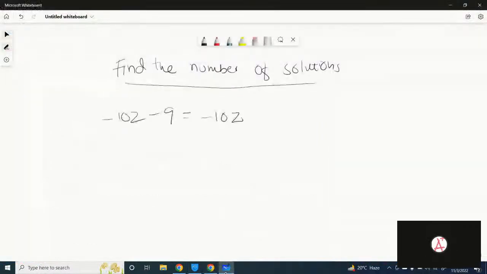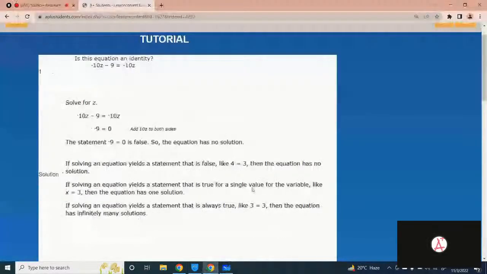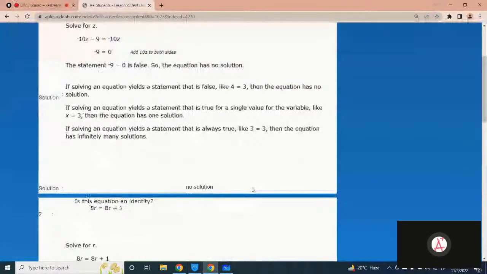So it would be negative 10z and positive 10z. And here you have 9. So positive and negative cancel out each other. Got it? You're left with 0 here. So 0 equals 9. Is it yes or no? No. 0 isn't equal to 9. Got it? So that means the equation has no solution. Got it?